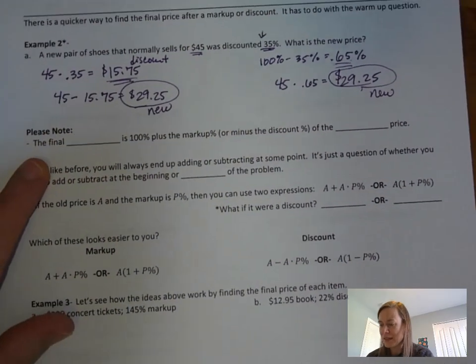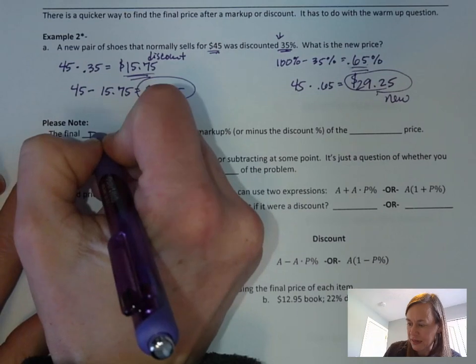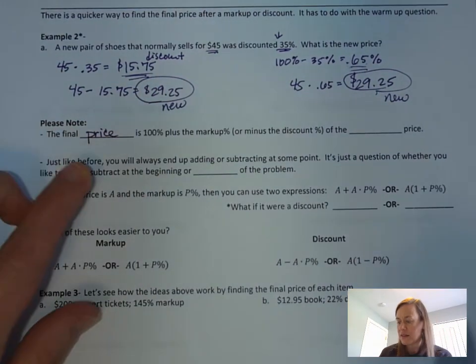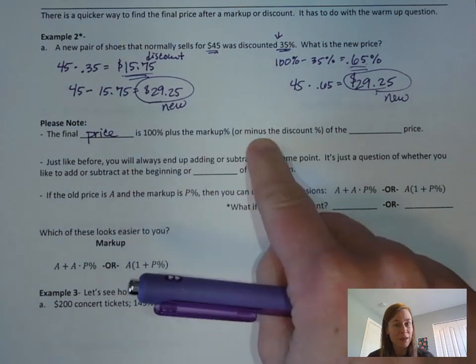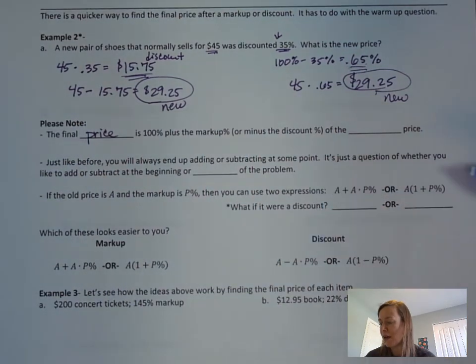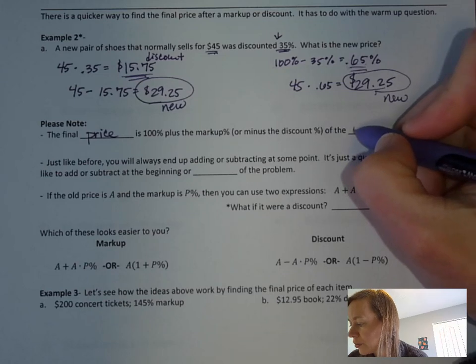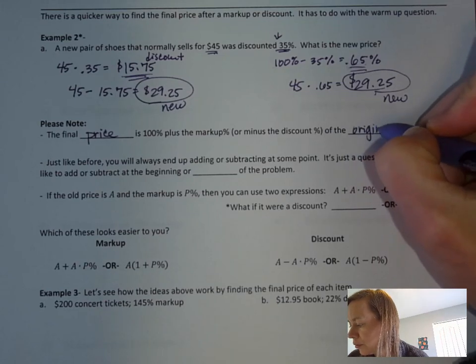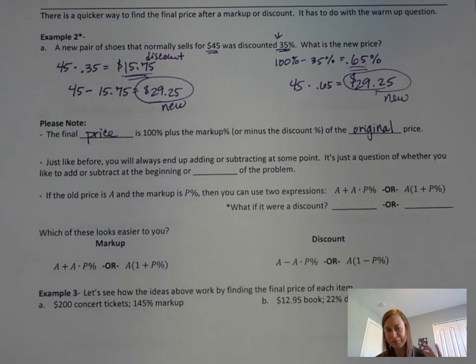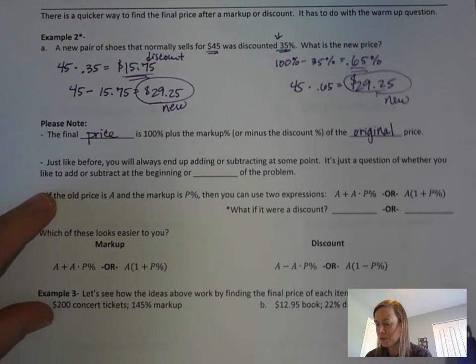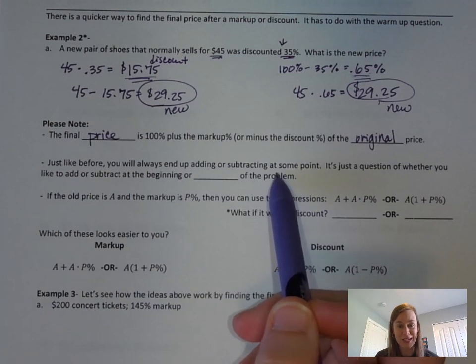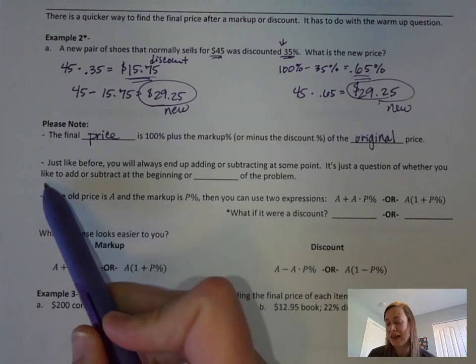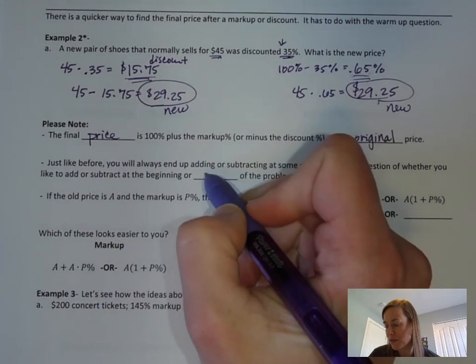It says, please note the final price is 100% plus the markup, or if it's a discount, minus the discount, of the old price or the original price. Either way, old or original price. Just like before, you will always end up adding or subtracting at some point, like we were just talking about, right? It's just a question of whether you want to add or subtract at the beginning or at the end of the problem.